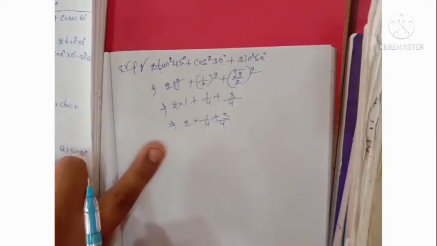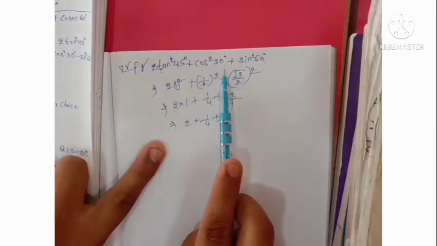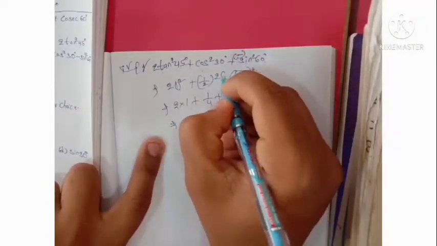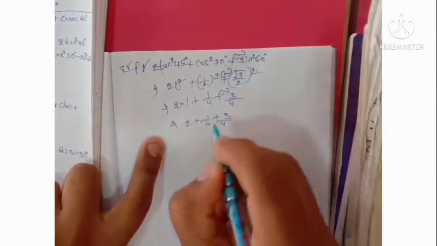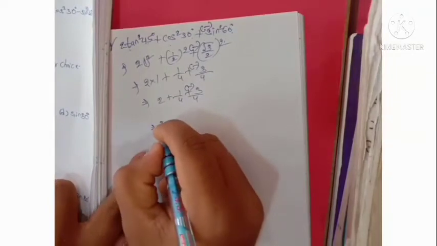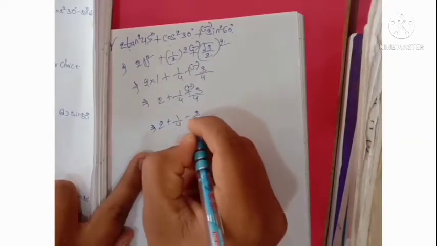Okay, no? 2 tan square 45, cos square 30, minus... oh sorry, here it's minus. Okay, sorry, minus sin square 60. Okay, this is 2 plus 1 by 4 minus 3.